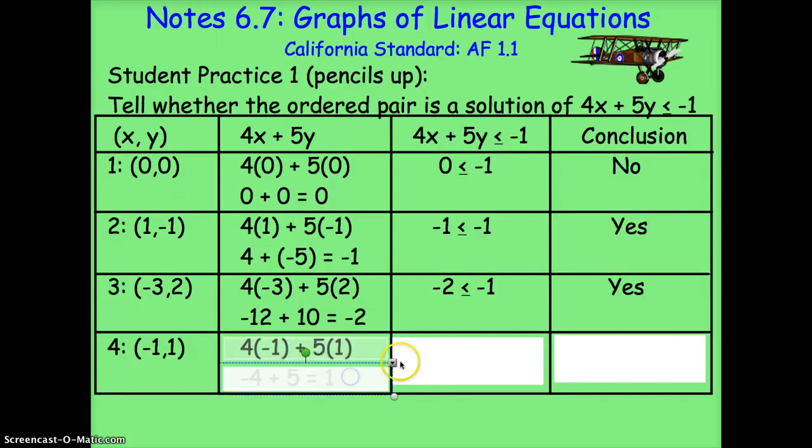Finally, plug the 4th ordered pair in and solve. 1 is less than or equal to negative 1. We know that's not true. No positive number is smaller than a negative number.